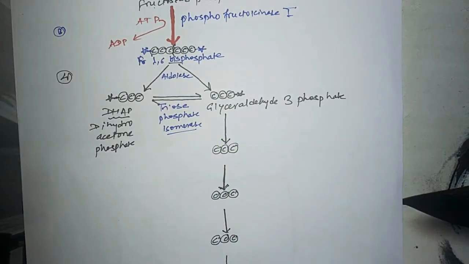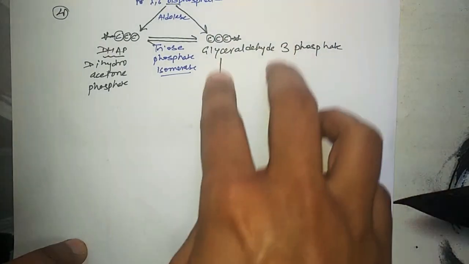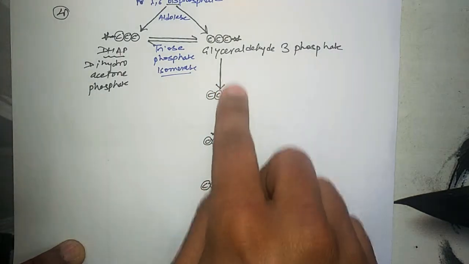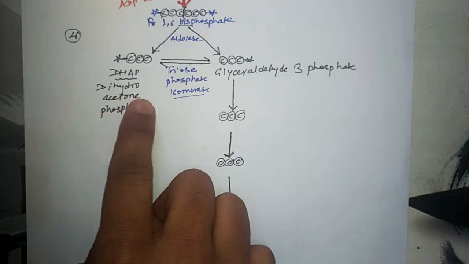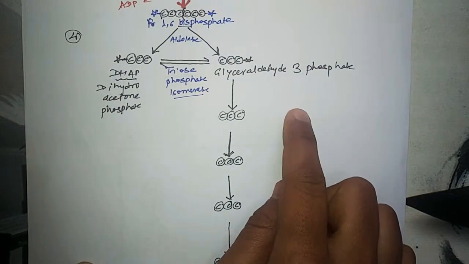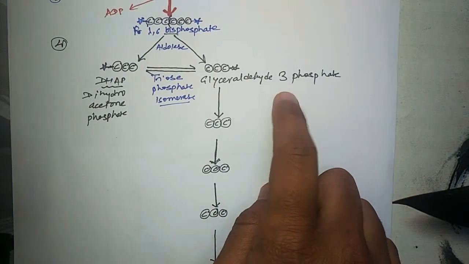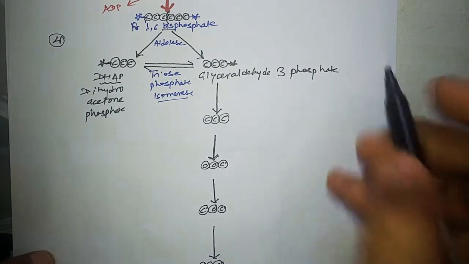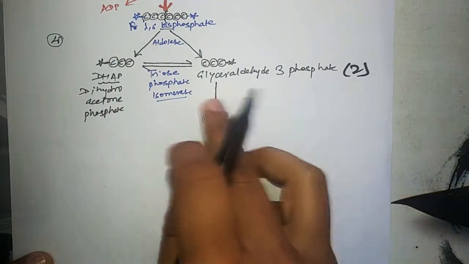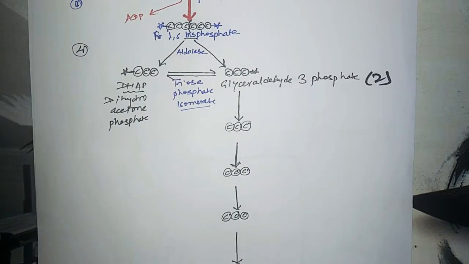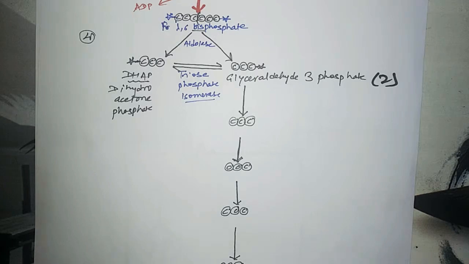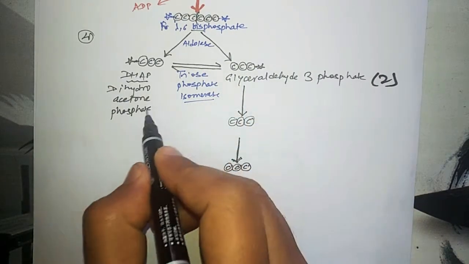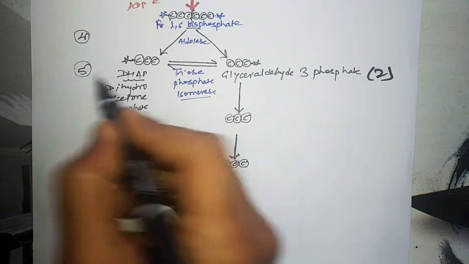Triose phosphate isomerase. Now onward we are just going to see one step of reaction, but we have to remember that as dihydroxyacetone phosphate has also changed into glyceraldehyde 3 phosphate, there are actually 2 molecules of glyceraldehyde 3 phosphate present, and the conversion of DHAP into glyceraldehyde 3 phosphate is taken as step number 5.